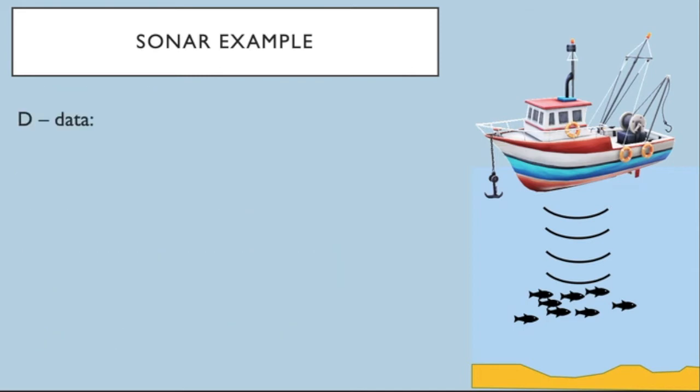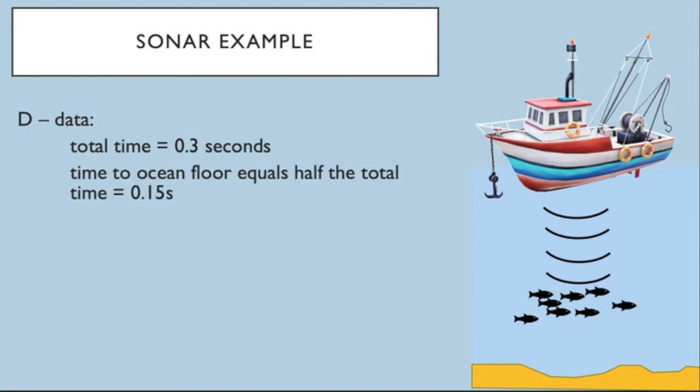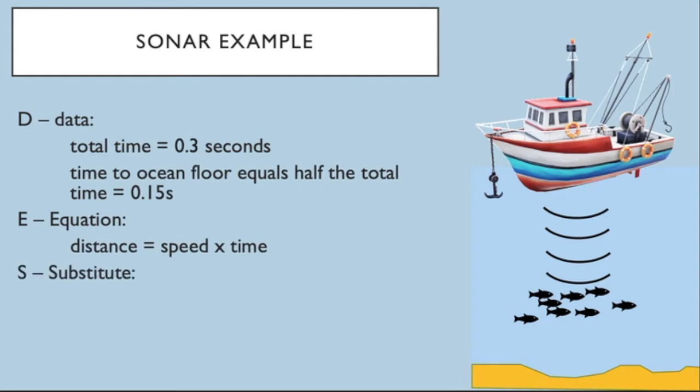Okay, so we're doing a calculation, so remember DESRA. D for data: the total time is 0.3 seconds. Time to the ocean floor equals half the total time, so that would be 0.15 seconds. E for equation: our equation is distance equals speed times time. So let's substitute in the values. The speed is 1,530 meters per second, and we know the time to the ocean floor is 0.15 seconds.